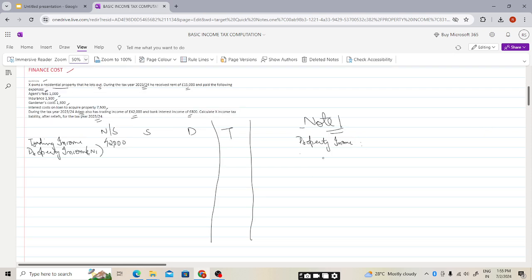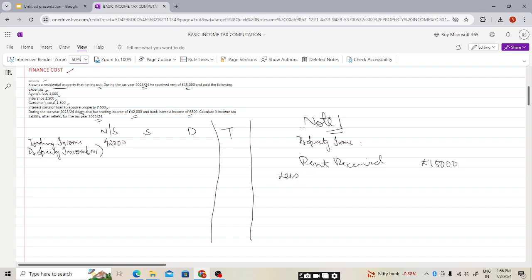Property income means rent received. What is the rent he is receiving? 15,000 pounds. Because property income is calculated on the cash basis. Clear with that topic? Cash basis. Nothing is mentioned here, so we'll be following the cash basis.